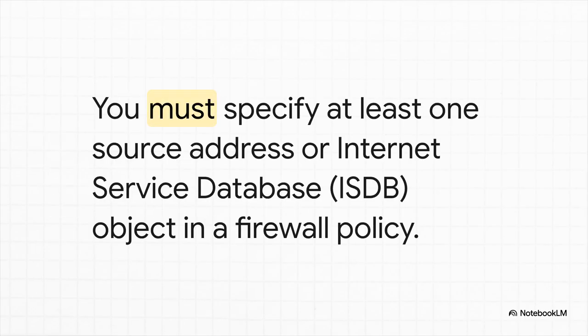Now, of all those building blocks, there's one that is absolutely non-negotiable. The source. I mean, think about it. How can you make a rule if you don't even know who the rule is for? The FortiGate makes you define where the traffic is coming from. It's the first and most critical piece of the puzzle.